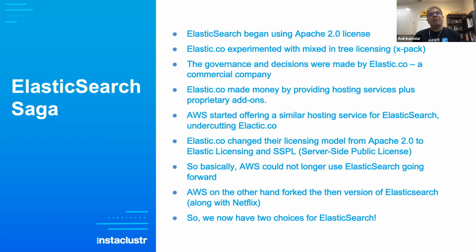So basically, AWS could no longer use Elasticsearch in its current form going forward. Well, AWS did not take it lightly, and they, on the other hand, forked the then version of Elasticsearch along with Netflix, and they have their own OpenSearch version of Elasticsearch. So we have like 2 versions now.